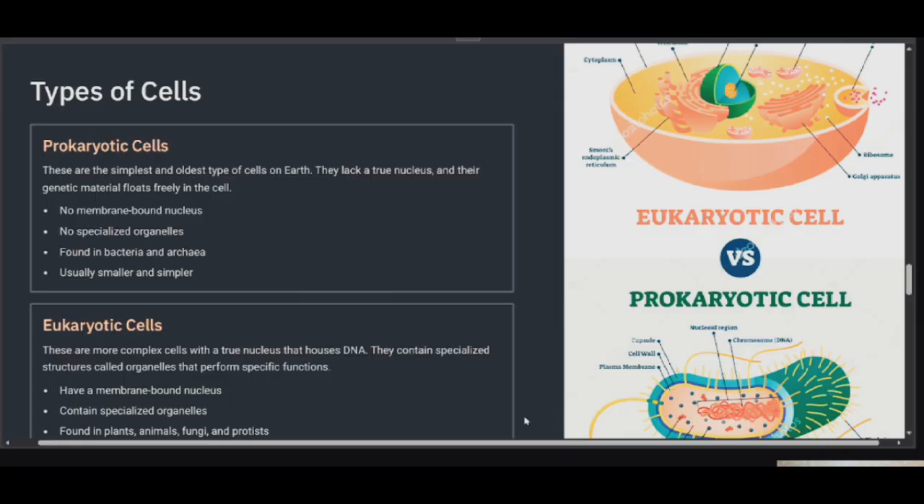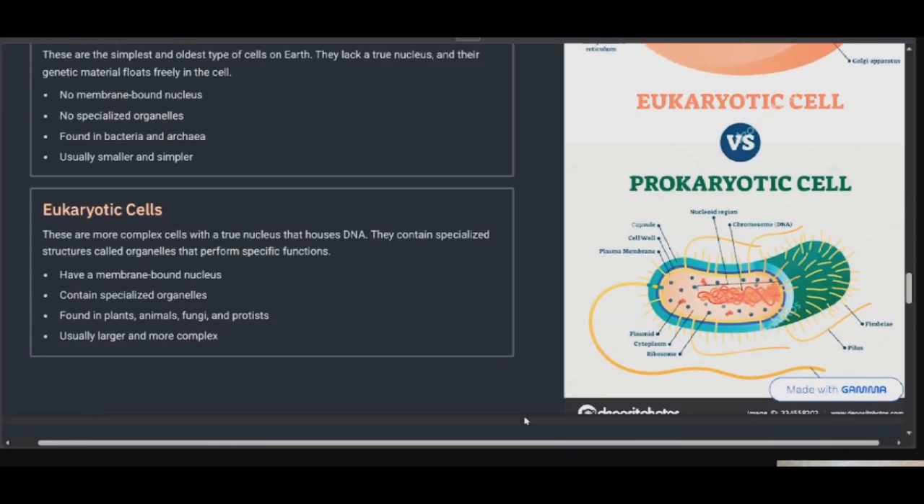Prokaryotic cells are found in bacteria and are usually smaller and simpler, whereas eukaryotic cells are more complex cells with a true nucleus that houses DNA. Of course, DNA is the genetic material, and they contain specialized structures called organelles that perform specific functions. That means a eukaryotic cell has more cell organelles, a membrane-bound nucleus, and specialized organelles, found in plants, animals, fungi, and protists, and is usually larger and more complex. Now you are able to differentiate between eukaryotic and prokaryotic cells.